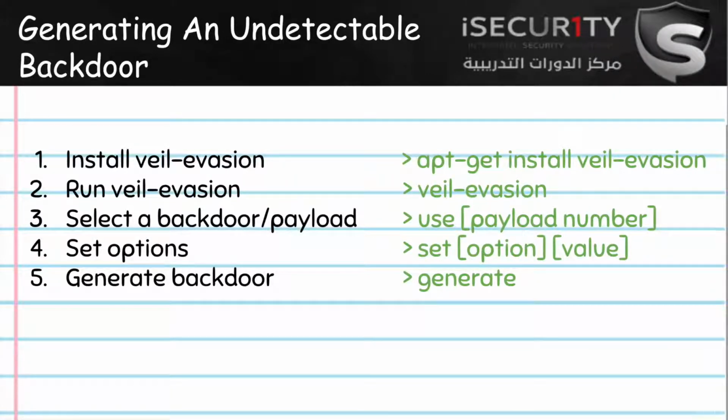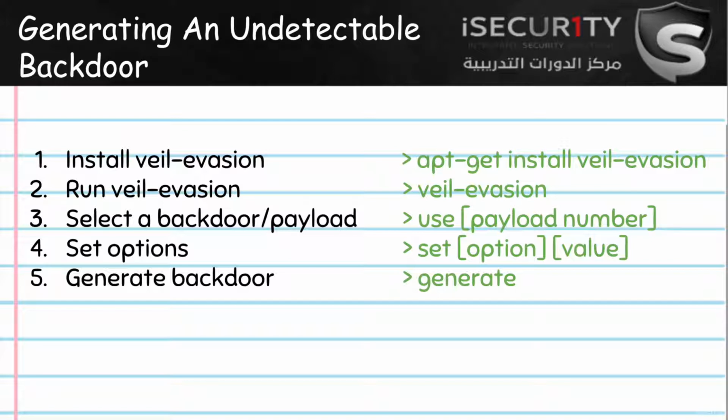In today's lecture, we're going to learn how to create an undetectable backdoor. A backdoor is basically an executable or a program that would give us full control over the target machine. We're going to use a tool called Veil-Evasion to create a backdoor that cannot be detected by most antiviruses, or even all antiviruses. First of all, we need to install the tool because it doesn't come installed in Kali.